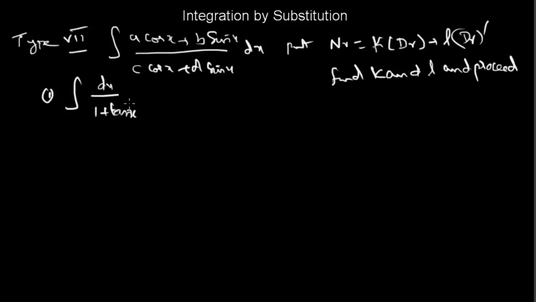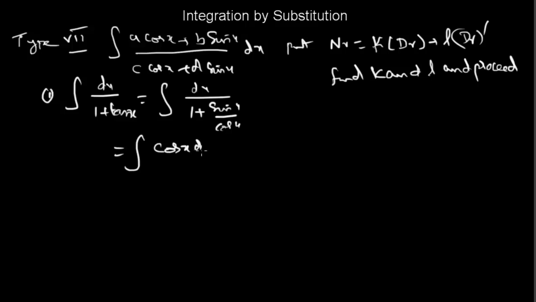No doubt it is not in that form, but when you write dx by 1 plus sin x by cos x, that is nothing but the integral of cos x plus sin x, and cos x will go to the numerator. So cos x dx divided by cos x plus sin x. Now it is in that form, just like the previous problem, where b is 0. So now k and L are to be calculated by putting numerator equal to k into denominator plus L into differentiation of denominator.